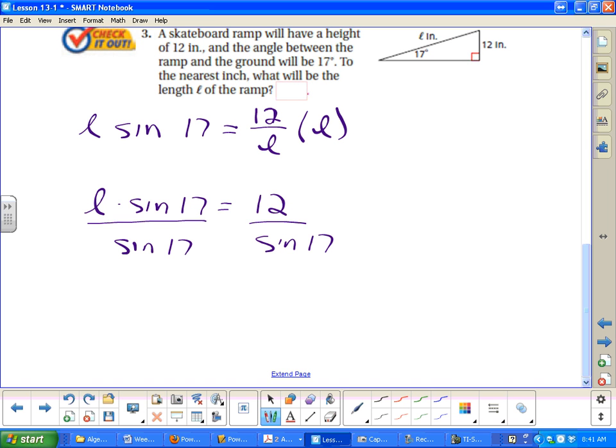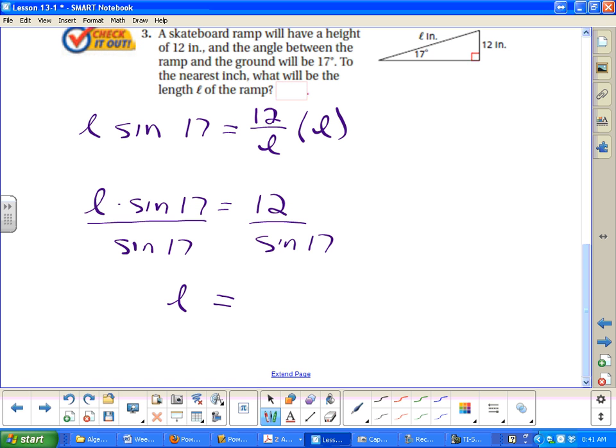Now let me ask you this. Is L going to be larger or smaller than 12 inches? Okay. And why is it going to be larger, Jenny? Yeah, it looks bigger, okay? Now, looking bigger doesn't mean anything, because I could draw a triangle completely wrong, and it could look smaller.